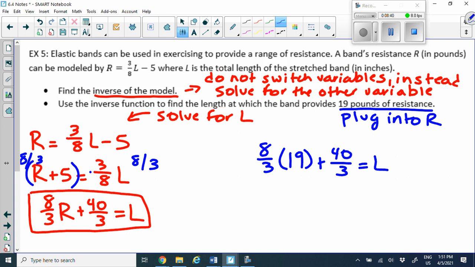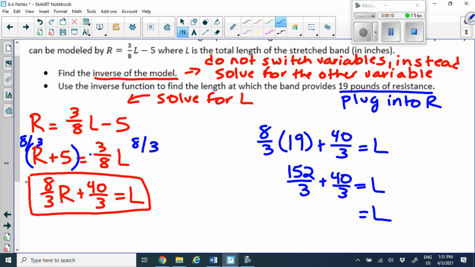So let's do 19 times 8/3. And that gives us 152 over 3 plus 40/3. And we plug those into our calculator, and we get 64. Now, we need to make sure, because it does talk about the units, what is the L going to represent? Well, that's going to be in inches, so we're going to have 64 inches. There's our final answer there.